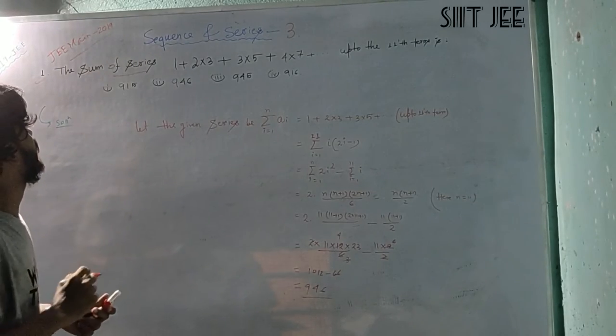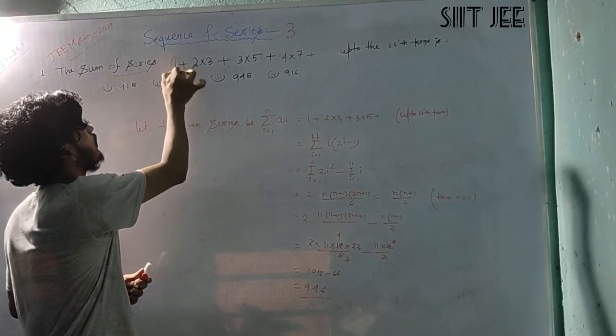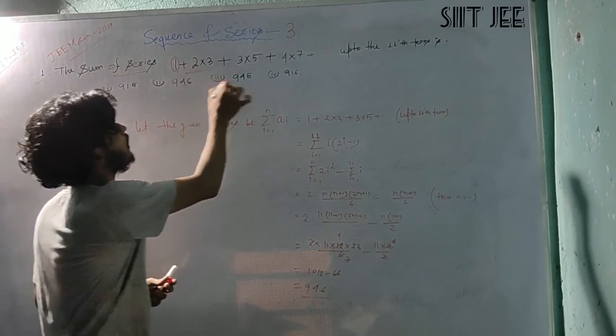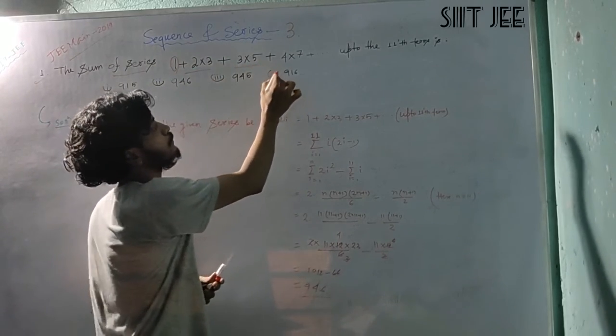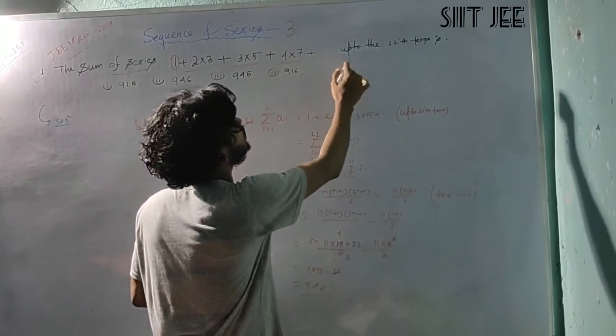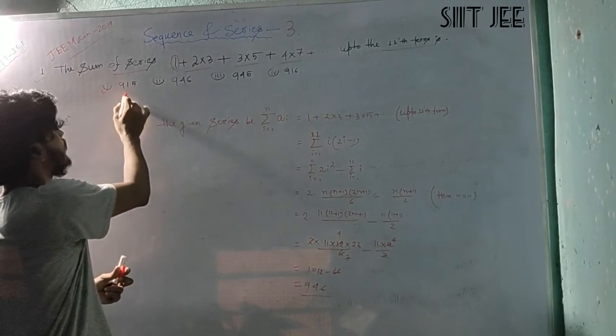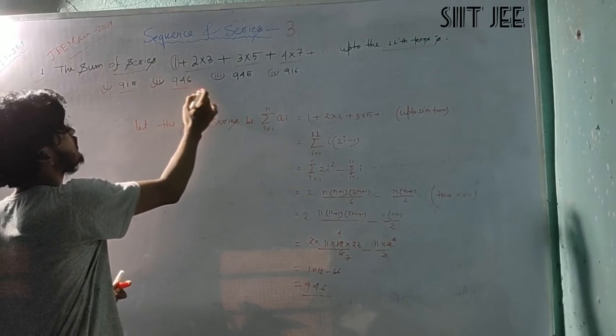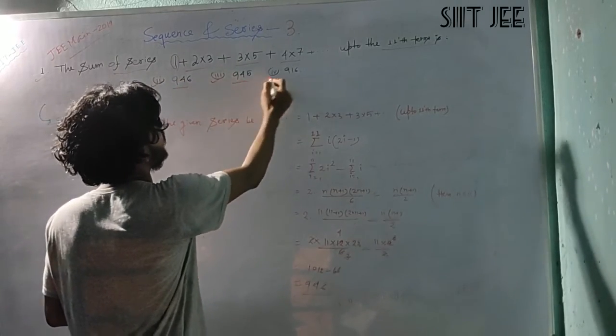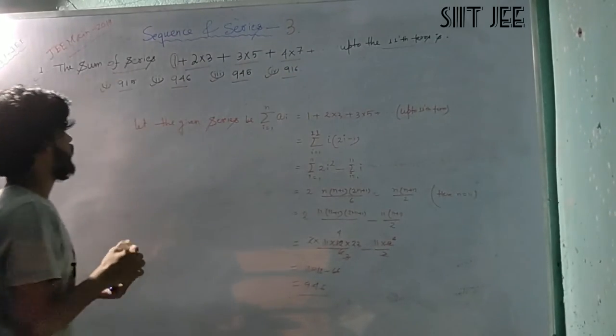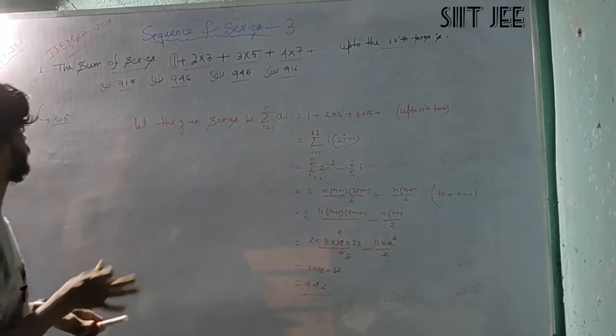2019. The sum of the series: 1 plus, the second term is 2 into 3, plus the third term is 3 into 5, plus the fourth term is 4 into 7, and continue up to the 11th term. The options given here are 915, second one is 946, third one is 945, and fourth one is 916. So how to solve this problem?